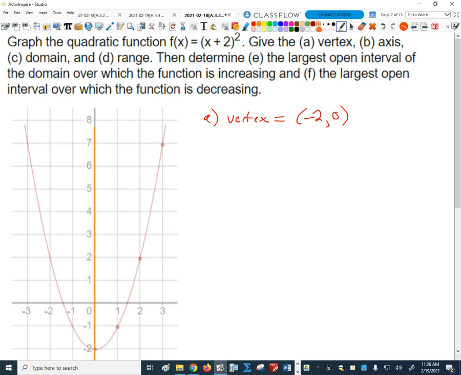Okay, what about the equation for the axis of symmetry? X equals what? Type it in chat. There you go. X equals -2. Okay, that's the equation of our vertical line, isn't it? Okay. What about the domain? That's what they're asking for part C.